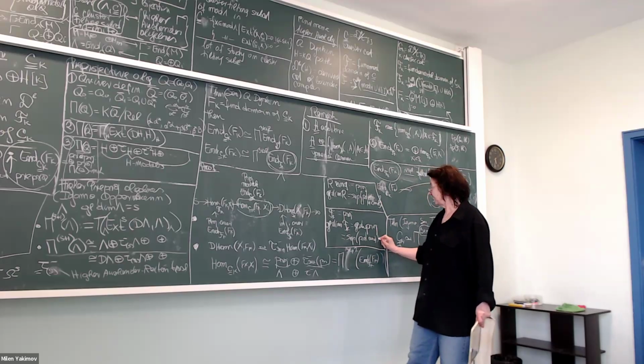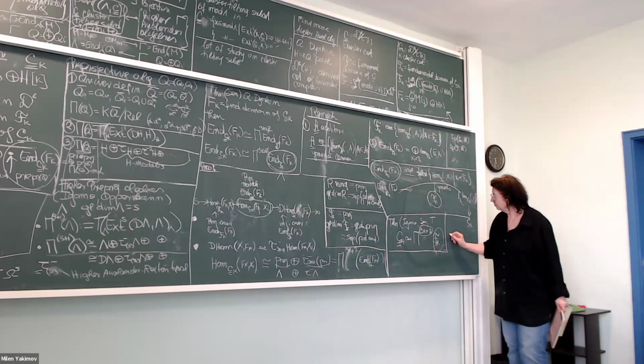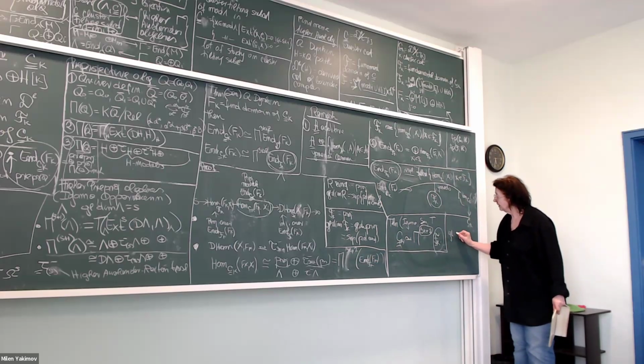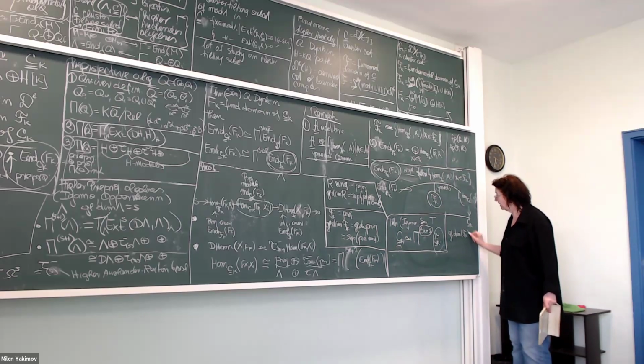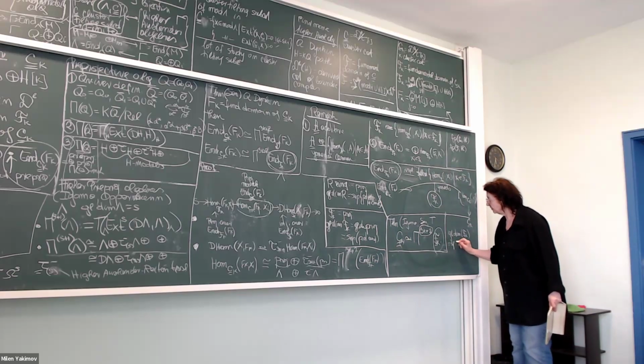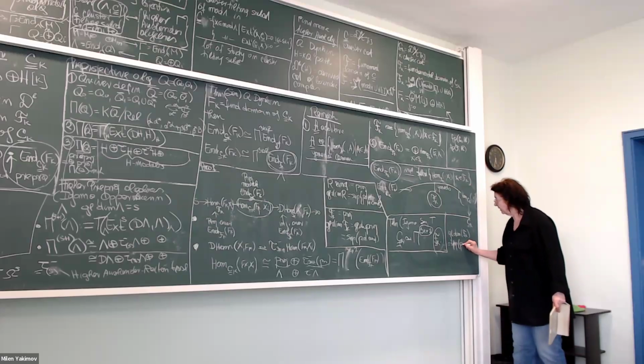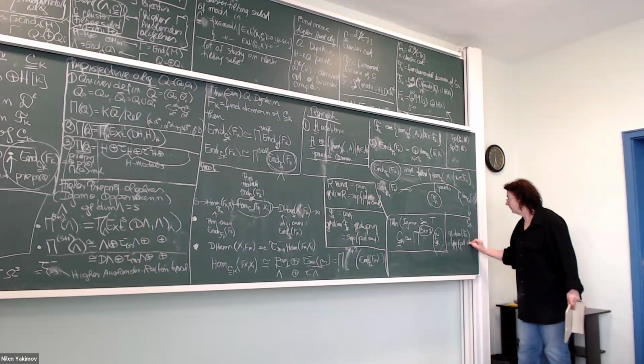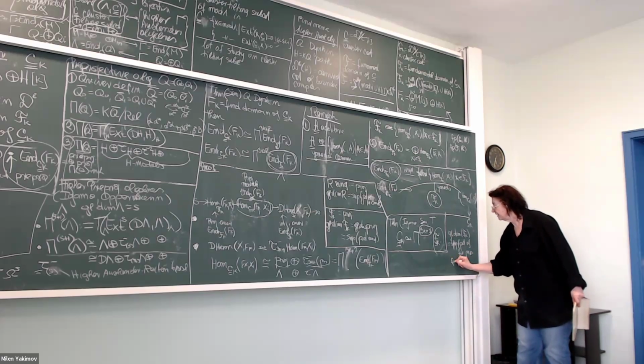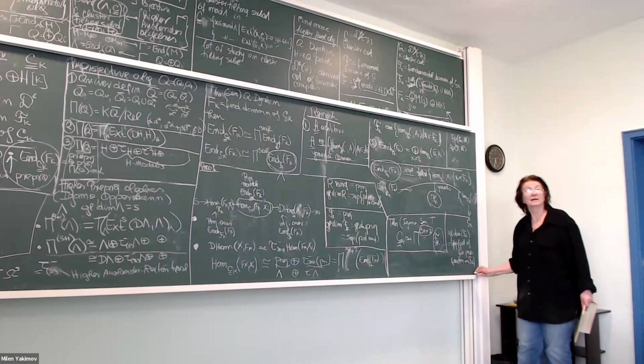So that means that this here, global dimension of FK is the supremum of projective dimension of finitely presented functors. That's it.